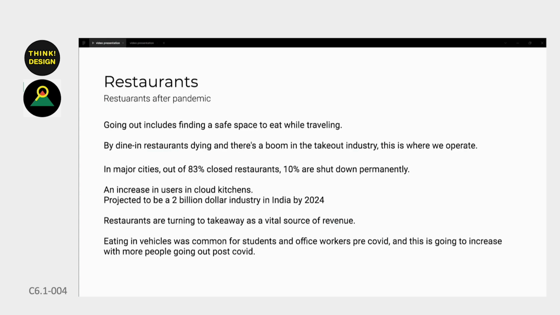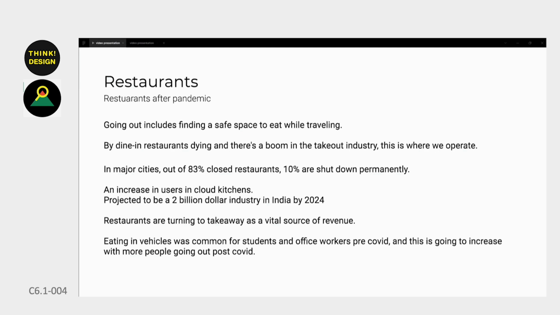And in this post-COVID society, takeout and food delivery industry is booming and dining is dying. There is an increase in people eating inside their vehicles on their trips and also during rush hours to office and schools. In major metro cities in India, out of 83% restaurants closed due to pandemic, 10% are already permanently shut down and 30% more could also follow the same fate.